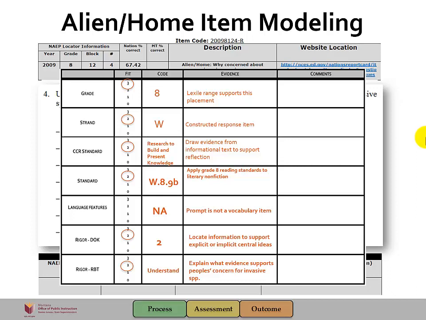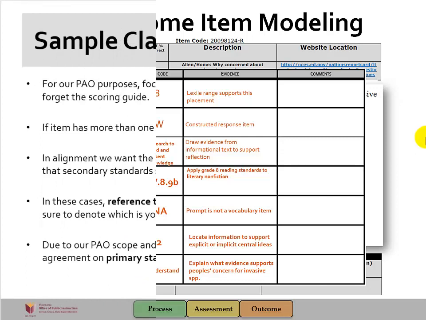The standard being met for this item is writing grade 8, 9b. Apply the grade 8 reading standard to a literary nonfiction passage. The language feature of this prompt is not applicable because it is not a vocabulary item. The depth of knowledge for this item is a level 2. Students need to locate information from the passage to support explicit or implicit central ideas. The revised Bloom's taxonomy for this item is understand. Students need to explain what evidence supports people's concern for invasive species.